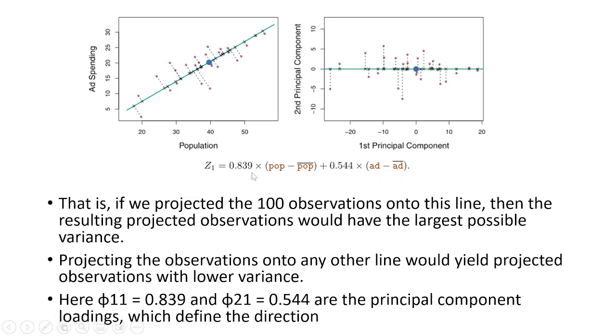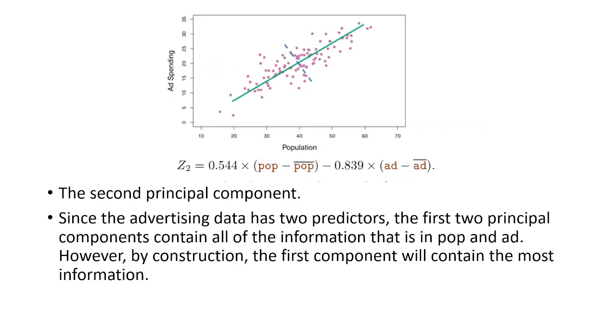So both of these values, the loadings for population and the loadings for advertisement, define the direction. Now let's look at the second principal component. The second principal component is represented by the dashed blue line over here, because you have first captured most of the variability in the data set, which is the green line. The second kind of variation occurs diagonal to the first line.